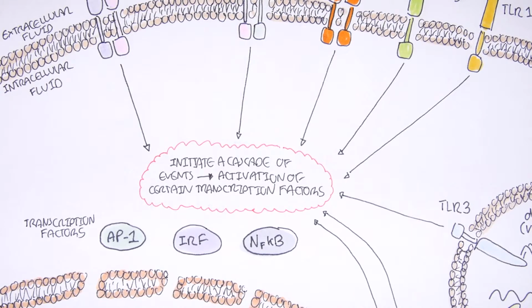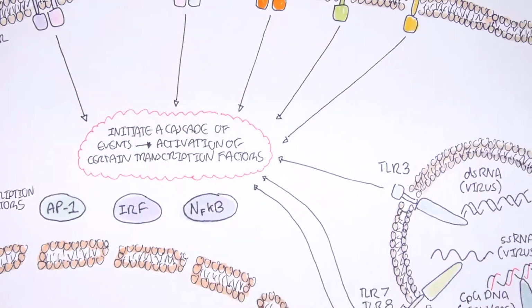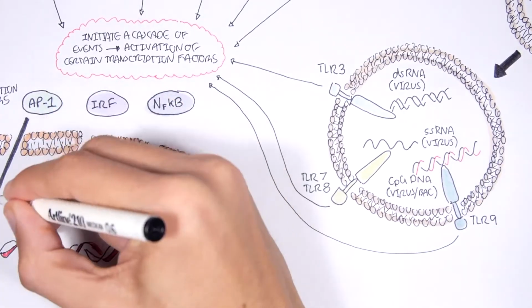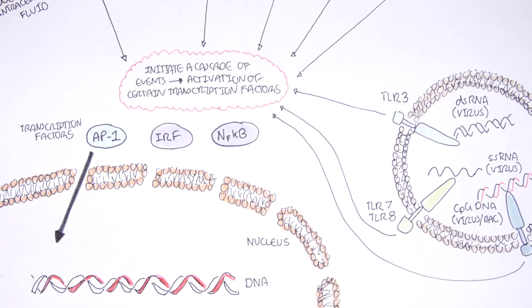Now we'll go through each of these transcription factors and what they do in this scenario. But what you have to first understand is that this is a very simplistic diagram. In reality, toll-like receptors activate different transcription factors, but they're all really connected in some way. So let's look at AP1.